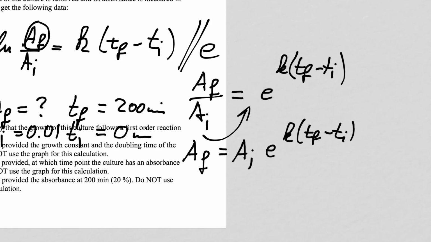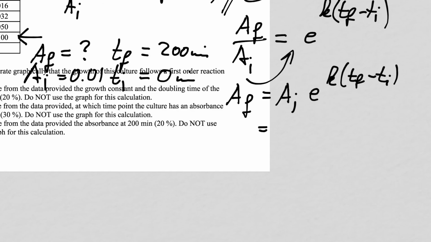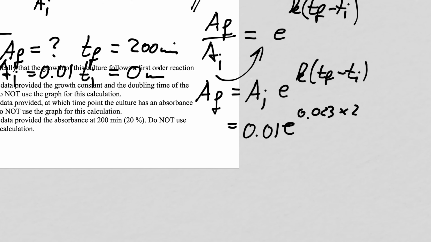And now we can put things in. We said our A initial is 0.01, times E to the power of 0.023 times 200. And the rest is something for mathematical pedestrians. And you can just very easily calculate that yourself. Does that make sense?